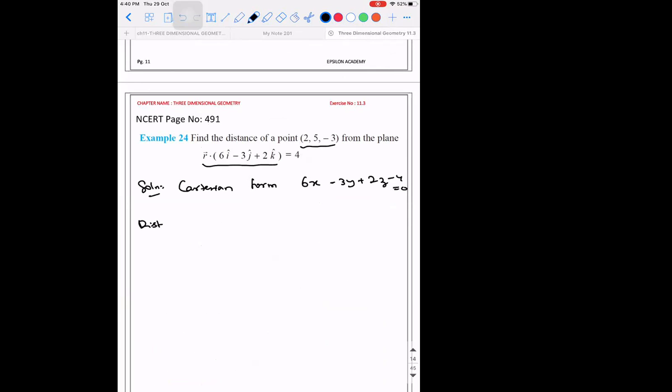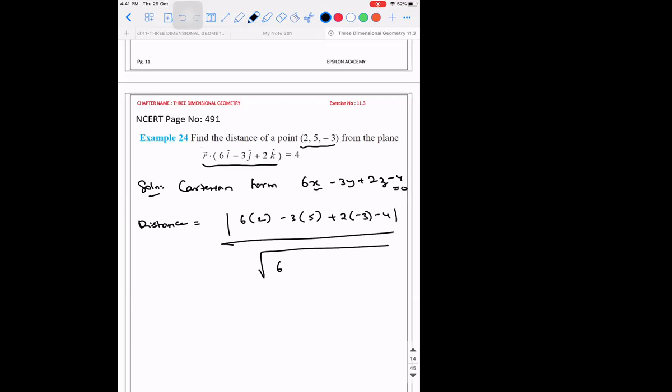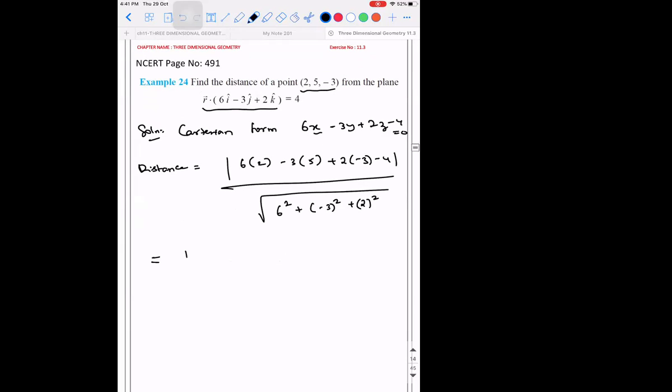So what will be the distance? Modulus of 6 into, in the place of x, what will you substitute? 2. Good. Minus 3 into 5 plus 2 into minus 3 minus 4, the whole divided by root of 6 square plus minus 3 square plus 2 square. So this will be modulus of 12 minus 15 minus 6 minus 4, the whole divided by root of 36 plus 9 plus 4. So that is 49. So how much is the answer, guys? Minus 13 by 7. So 13 by 7 units is the answer.